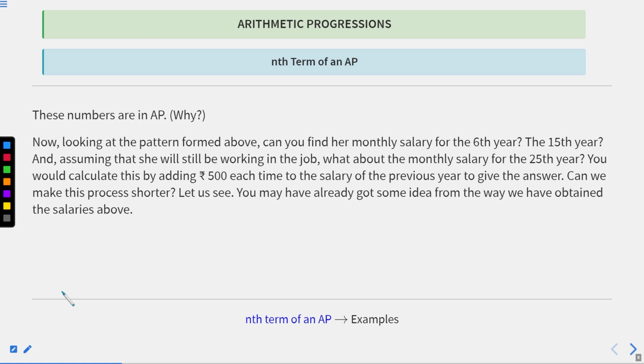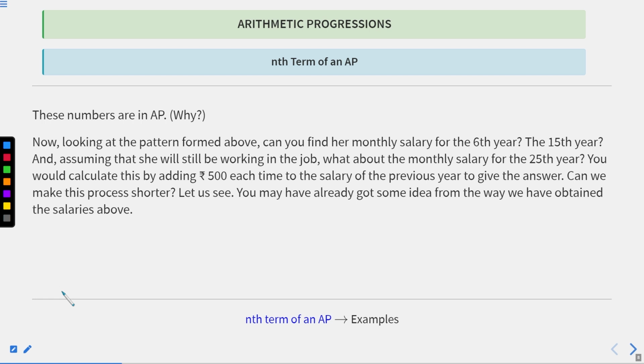But this process is very lengthy. So here we have to find a formula that will help you find the monthly salary for the sixth year, for the 15th year, for the 25th year. Here we are basically looking at the pattern.